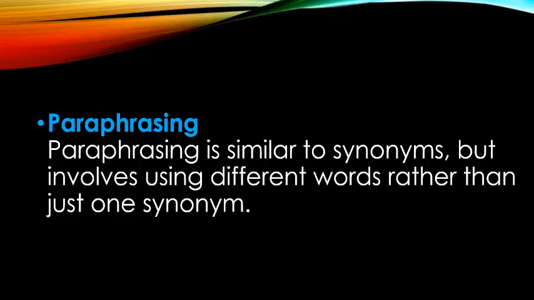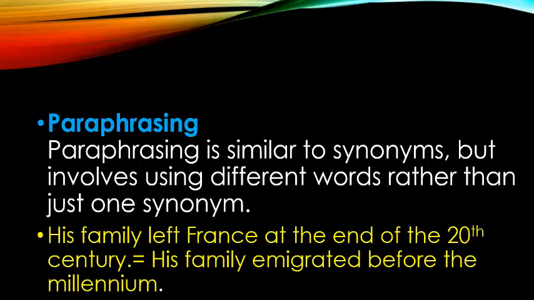Sometimes it's not just one word. They are different words rather than just one synonym. So this is called paraphrasing. So, for example, if someone said his family left France at the end of the 20th century, it means exactly that his family has immigrated, or his family immigrated before the millennium. Millennium means like 2000. Okay, so they give the same meaning, but here they are paraphrasing. This is paraphrasing of the first sentence. So you have to be aware of these two.